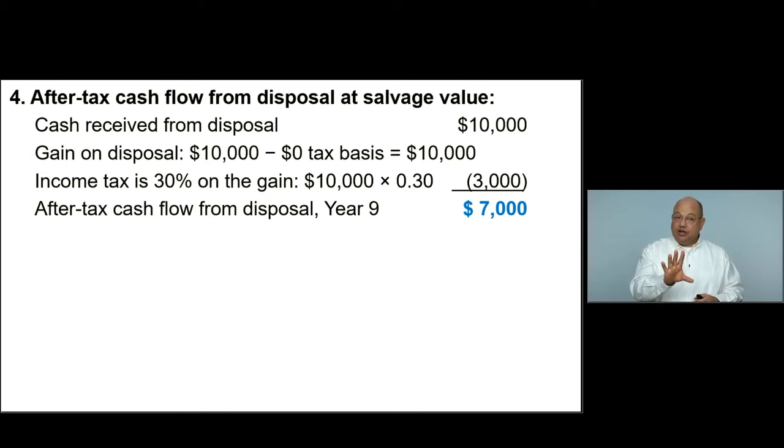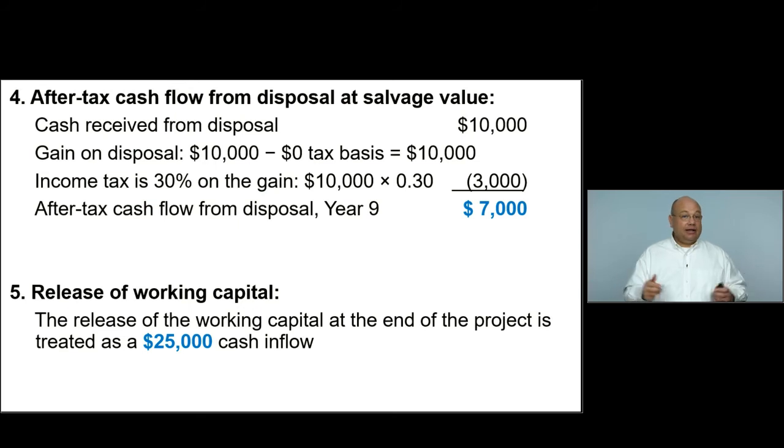Now also in year 9, the working capital is released. And so that release of the working capital comes back down. $25,000 is treated as a cash inflow. And just like there was no tax effect when working capital went up, there is no tax effect when working capital goes down. And so that's treated as a $25,000 cash inflow in year 9.